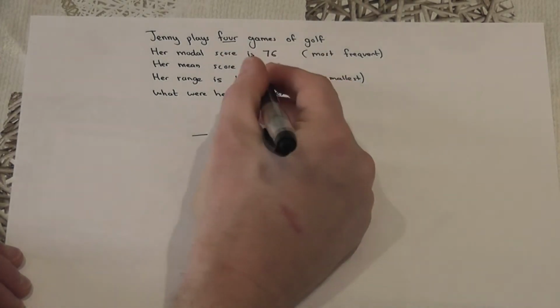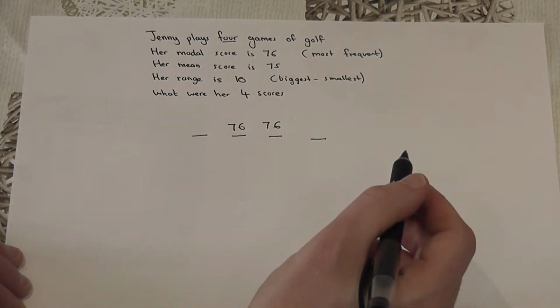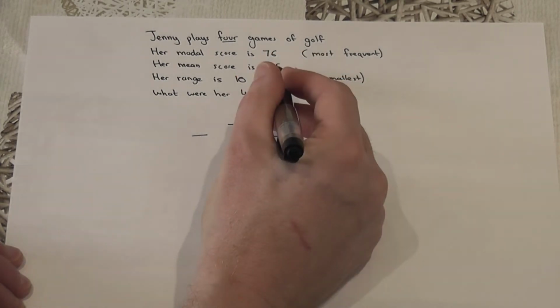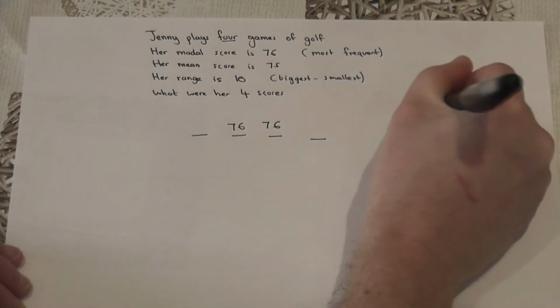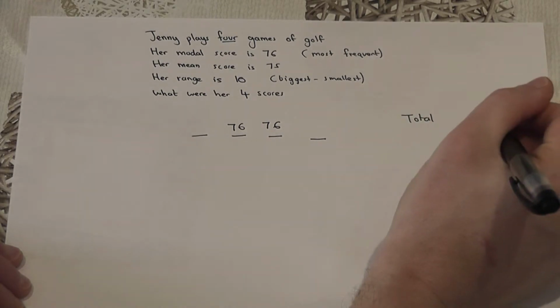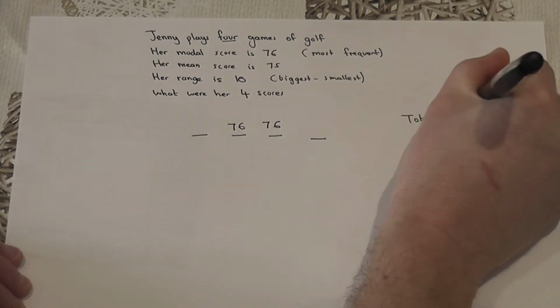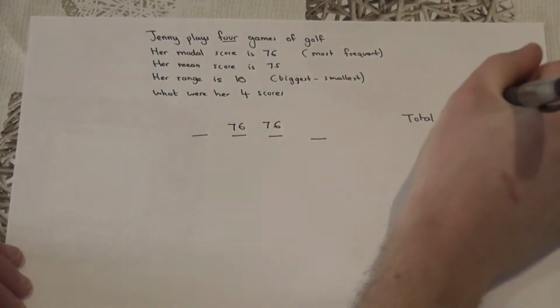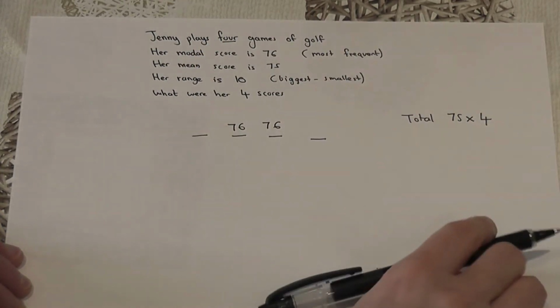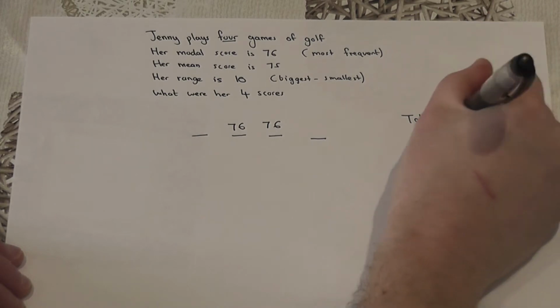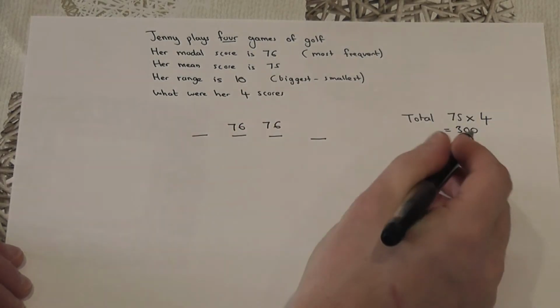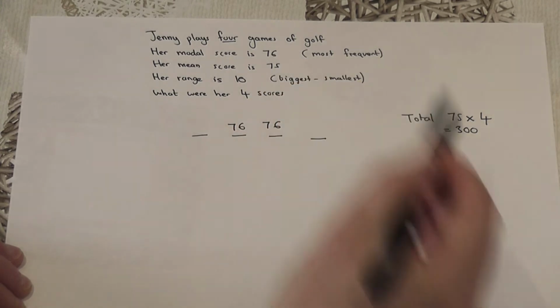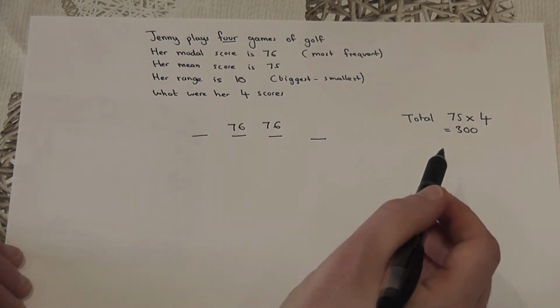Now then, the mean is 75. So if we know the mean is 75 and there were 4 games of golf, then I can find the total. The total of all 4 games has got to be the mean, which is 75, times by the number of games. 75 times by 4 equals 300. The total is 300 because 300 divided by 4 gives the answer for the mean, which is 75.